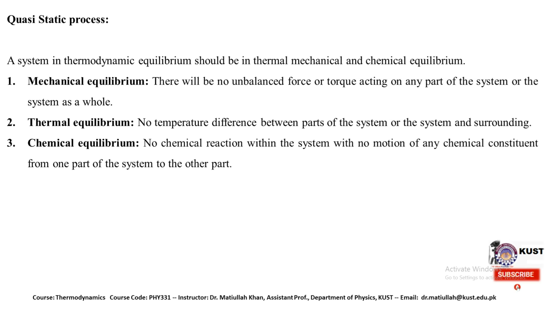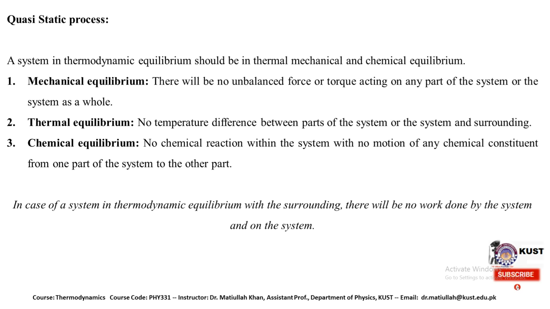And the third type of equilibrium is the chemical equilibrium, when no chemical reaction is taking place within the system, and as a result no chemical constituent moves from one part of the system to the other part. So when everything is stable inside the system, this is called chemical equilibrium. So a system will remain in thermodynamic equilibrium if it is simultaneously in mechanical, chemical, and thermal equilibrium.